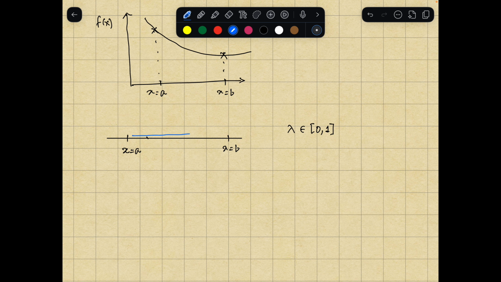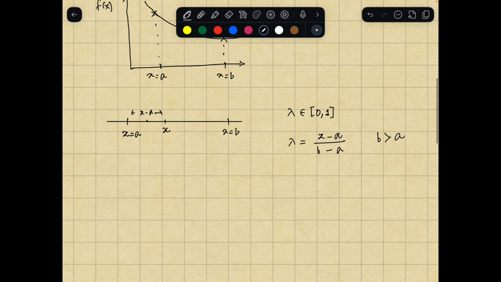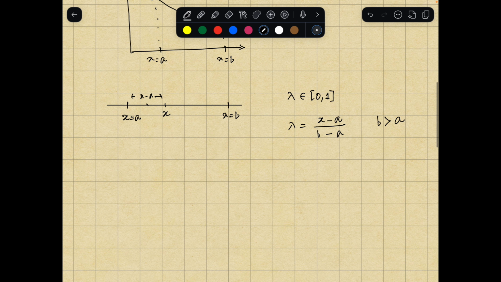Now how can we construct this parameter lambda? Consider an arbitrary point which is x. We can now write lambda as a fraction: x minus a over b minus a, where we have assumed that b is greater than a. From this equation we can write x equal to lambda b plus (1 minus lambda) a.